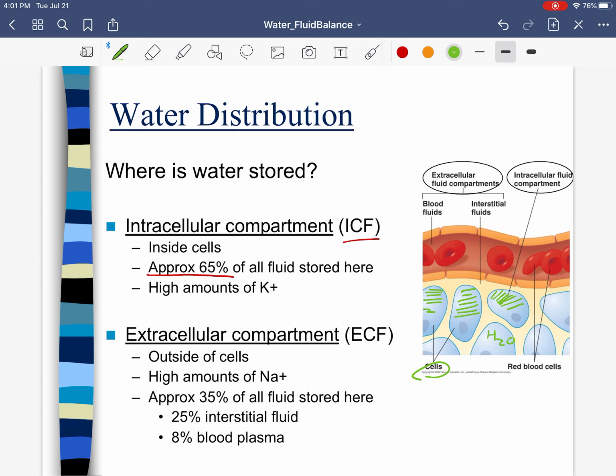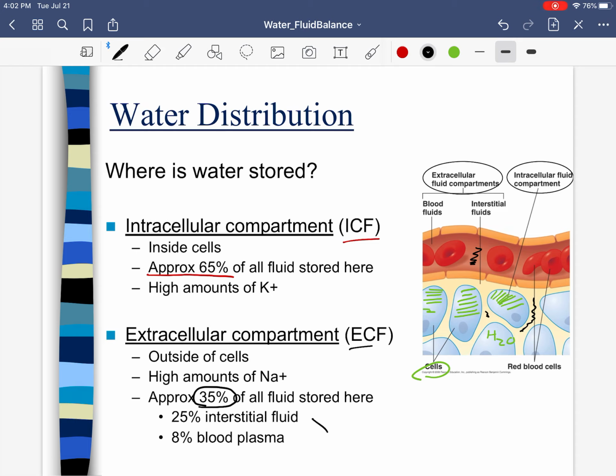Which means that the remaining third or so of water is stored outside of the cells. So an example of that could be in the bloodstream. So there's some water in the bloodstream. There's also some water in between the cells, or interstitial fluid.